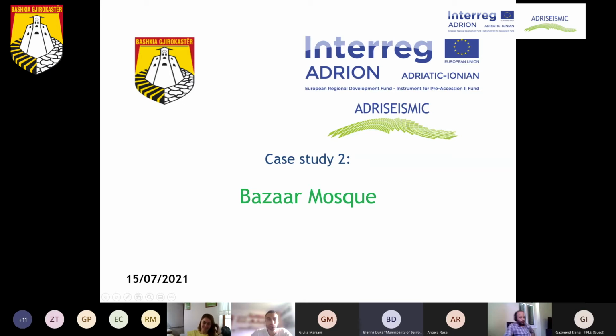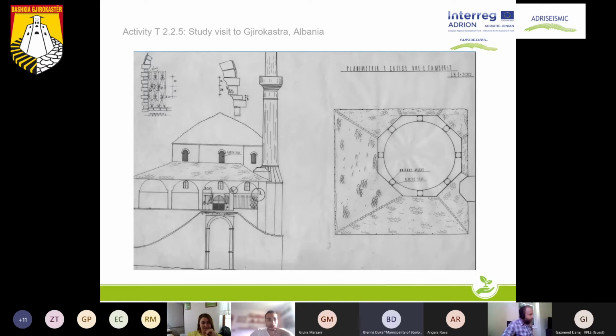So please pass to the third slide where we see planimetry of the mosque. Yes.